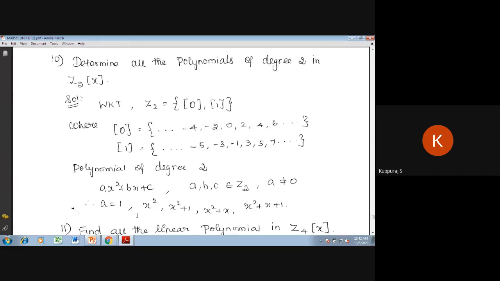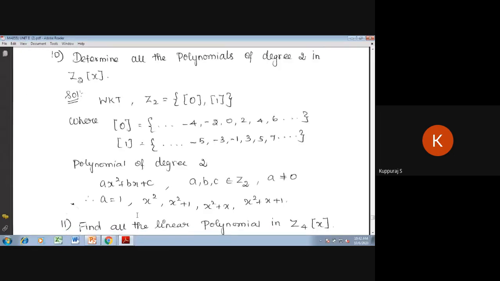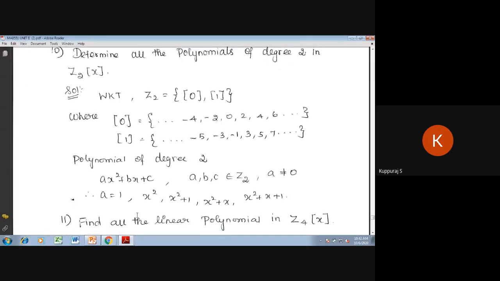So we have formed all four polynomials of degree 2 in Z2 of x, which are the maximum possible to form second degree polynomials over Z2 of x.